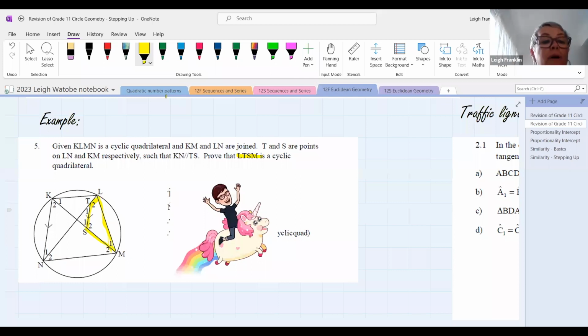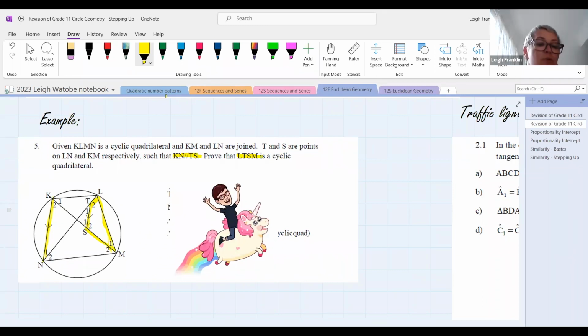All right, what other information have they given us? Well, we already know that KTLM is cyclic. They've told us they've joined this, such that KN is parallel to TS. So the minute they tell us that lines are parallel, that becomes significant for us, because either we can use corresponding or alternate angles to prove that things are equal to one another.